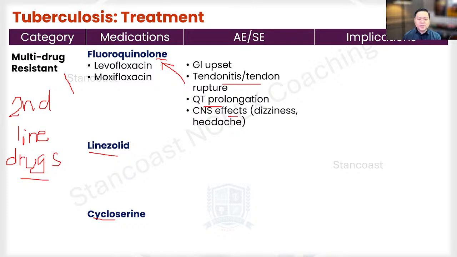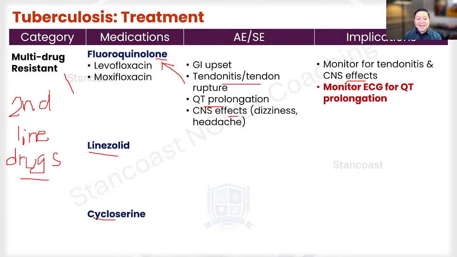So what are we going to do here as nurses with these adverse and side effects? Well, we're going to definitely monitor them for the tendonitis and the rupture, and also if they've developed the central nervous system side effects. And we are going to monitor their EKG for the QT prolongation, especially if they are admitted in the hospital. So make sure that we are looking into their cardiac rhythm when they're admitted. Now let's talk about the next classification, or yes, the linezolid.